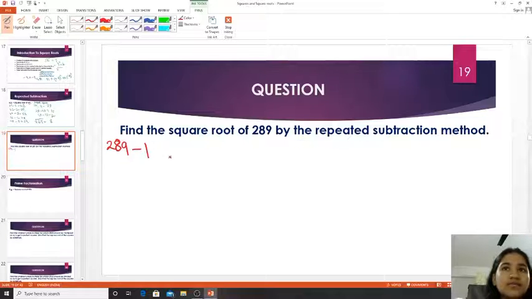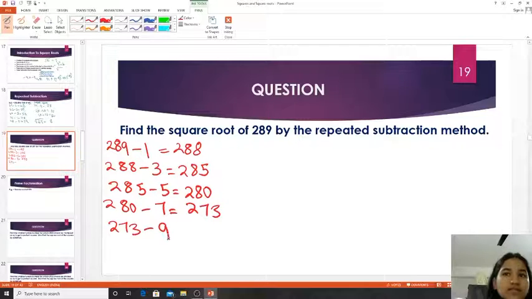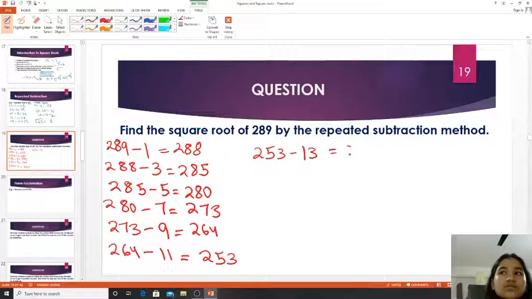The first thing is 289 minus 1. As I told you, we have to subtract consecutive odd numbers starting from 1. That gives 288. 288 minus 3 is equal to 285. 285 minus 5 is equal to 280. 280 minus 7 equals 273. 273 minus 9 equals 264. 264 minus 11 equals 253. 253 minus 13 equals 240.